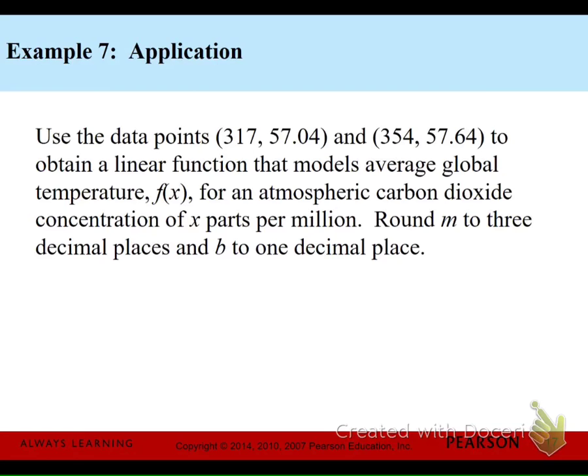It's giving us directions. So first thing I see is we're after a linear function that models the average. So we're looking for the equation. That's what that's telling us. It also gives us a clue down here where it says round m to 3 decimal places and b to 1 decimal place. That means I need my slope and my y-intercept.